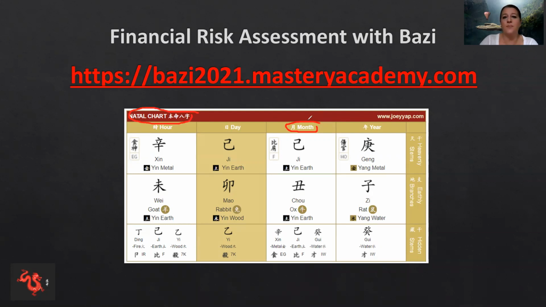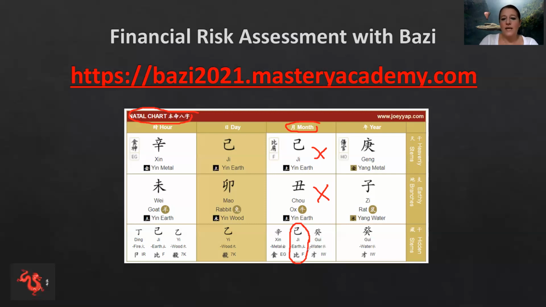finance related question. Now, within the month pillar, all we look at is the main stem in the hidden stems. No need to look at the heavenly stem. No need to look at the earthly branch. We are looking at the hidden stems, and we look at the main stem. Some earthly branches only have one, and then that is obviously the main stem. If there are two, you just check which one has a bigger font. That will be the main stem. If you have three, it will be the one in the middle.